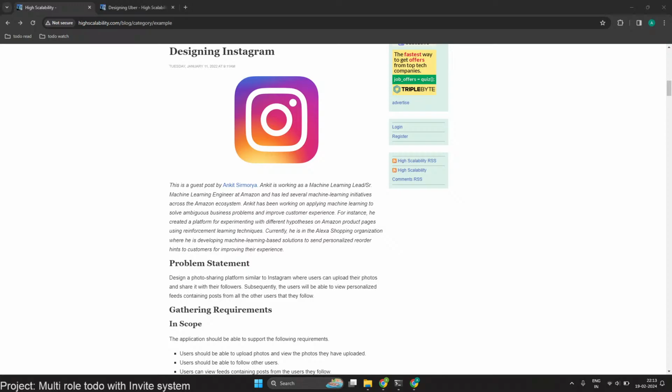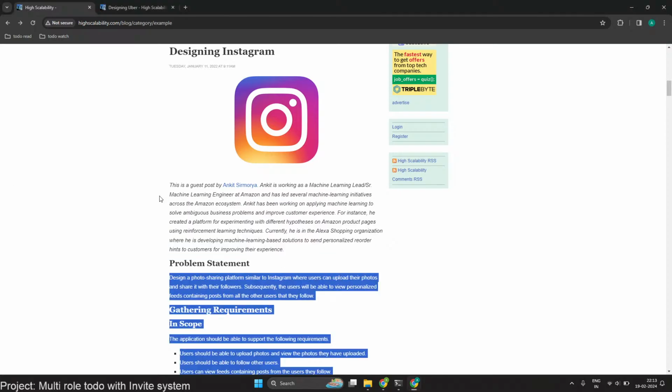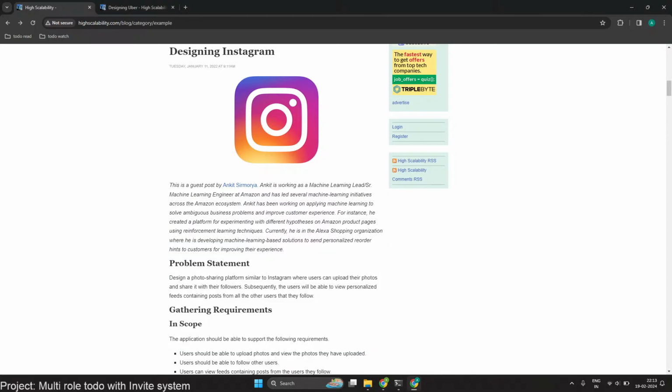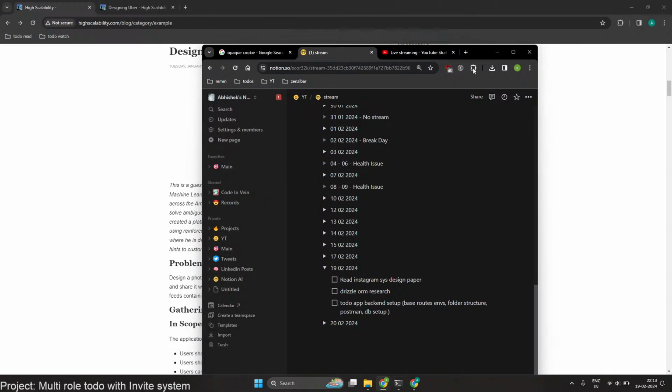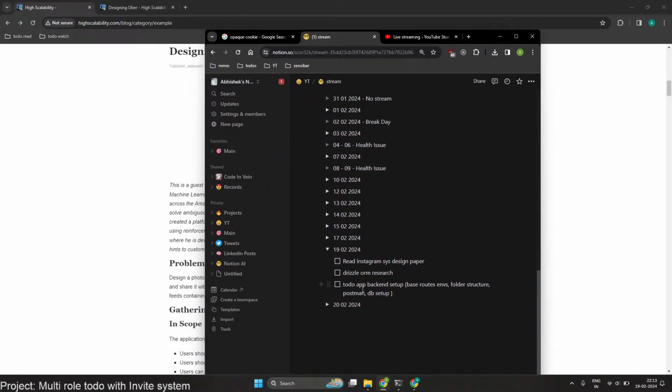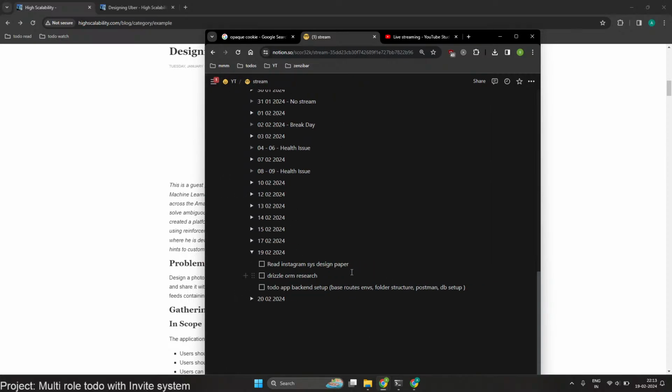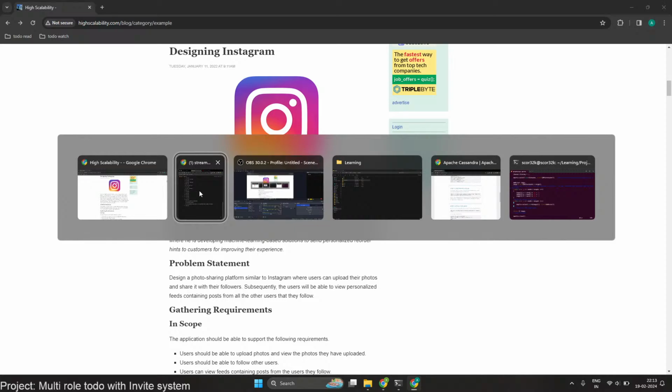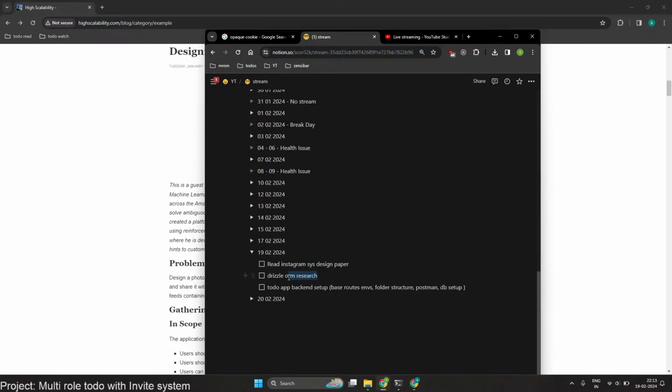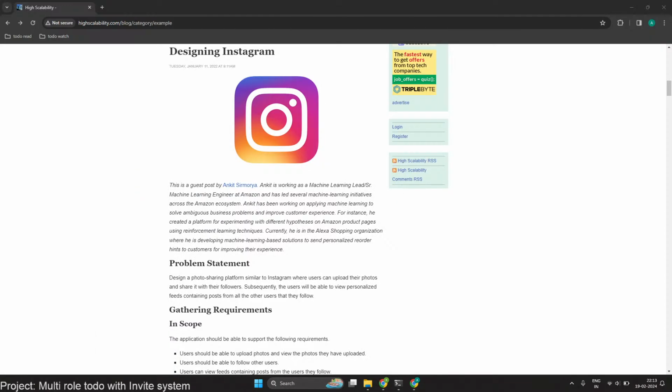So in this stream I have some papers to read, like system architecture papers. Let me share this one. I have Instagram system design, I will read this one. Then I have result ORM research. I want to do app backend setup if I get some time. Let's see. Let's start.